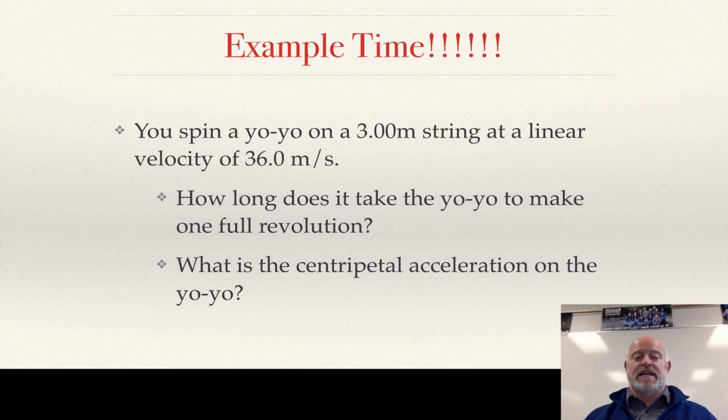Now let's take a look at an example. We spin a yo-yo on a 3-meter string at a linear velocity of 36 meters per second. How long does it take the yo-yo to make one full revolution? That's our first thing. It's a question about time. And then, what is the centripetal acceleration on the yo-yo?